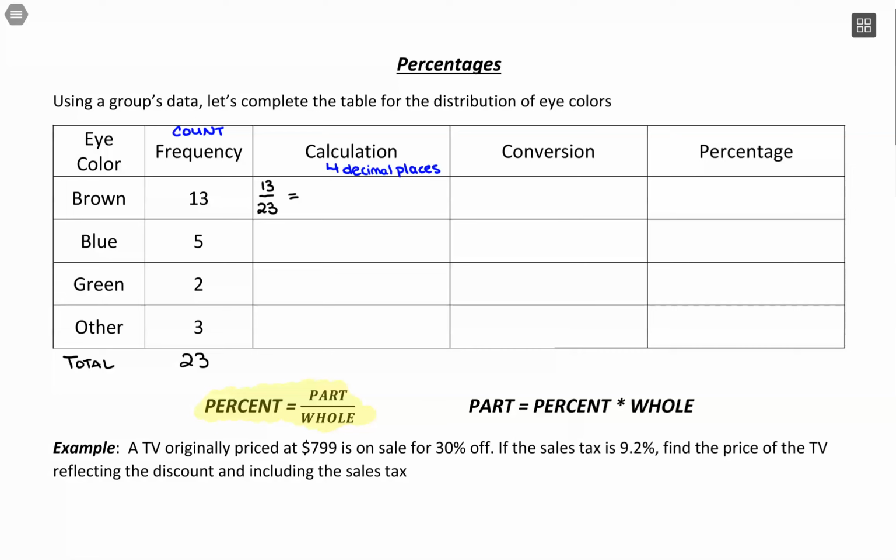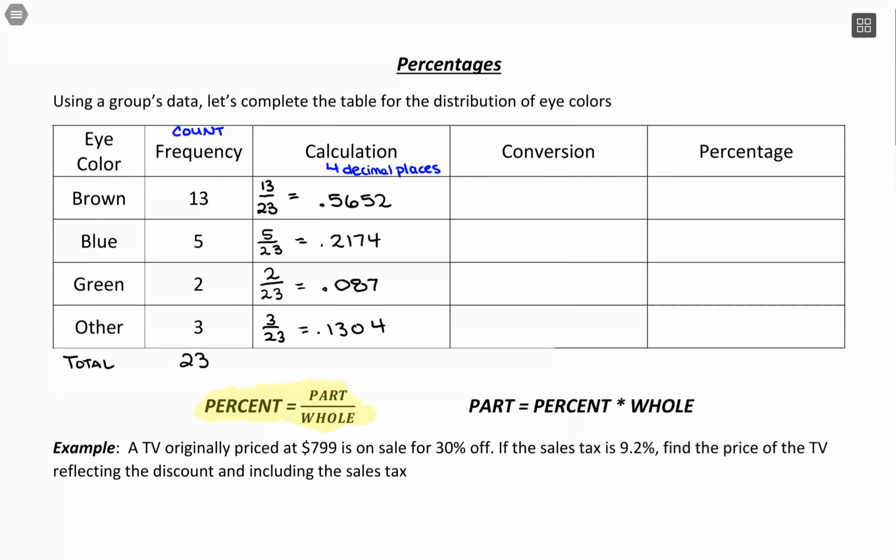So 13 out of 23, if we plug that into a calculator, that would give us a 0.5652. If we take 5 out of 23, that'll be a 0.2174. 2 out of 23 for a 0.087. And 3 out of 23 for a 0.1304.